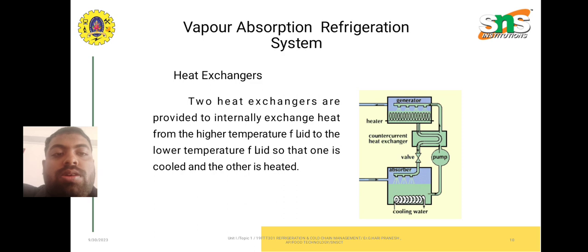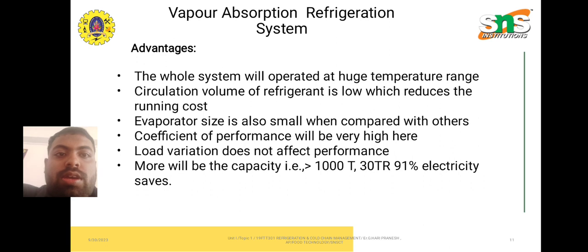Heat exchangers. Two heat exchangers are provided to internally exchange heat from the higher temperature fluid to the lower temperature fluid so that one is cooled and the other is heated. Advantages. The whole system can be operated over a huge temperature range. The circulation volume of refrigerant is low, which reduces the running cost. Evaporator size is also small compared with others. The COP, that is the coefficient of performance, is very high, and the load variation does not affect performance. It has more capacity, like 1000 tons, 30 tons per refrigeration, and 91% of the electricity is saved.